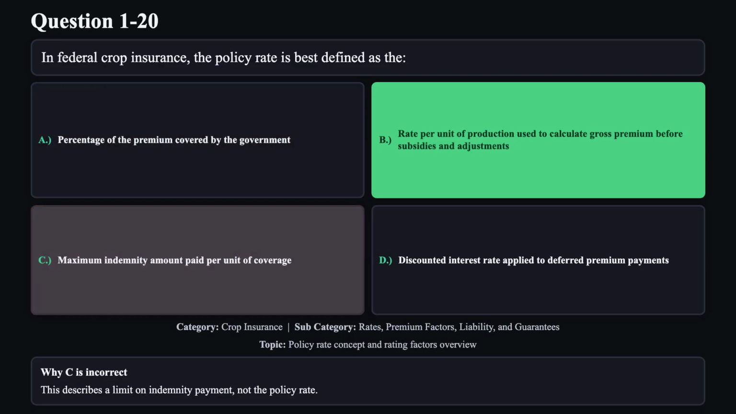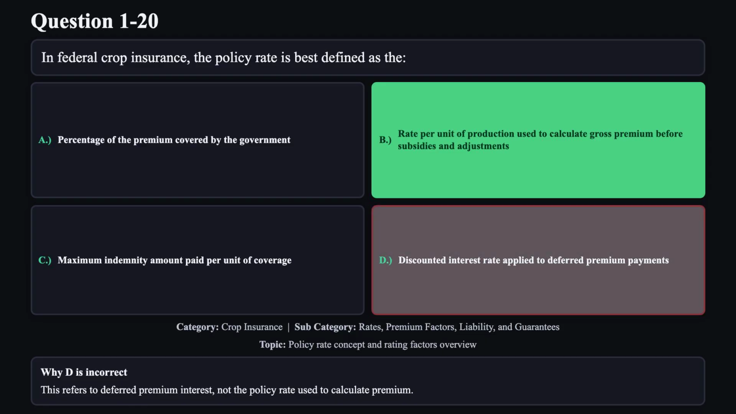Reason C is not correct. This describes a limit on indemnity payment, not the policy rate. Reason D is not correct. This refers to deferred premium interest, not the policy rate used to calculate premium.